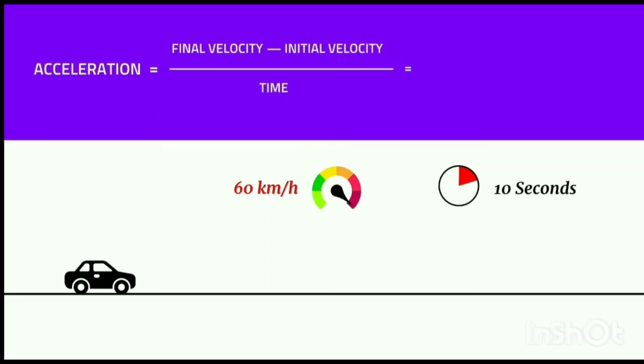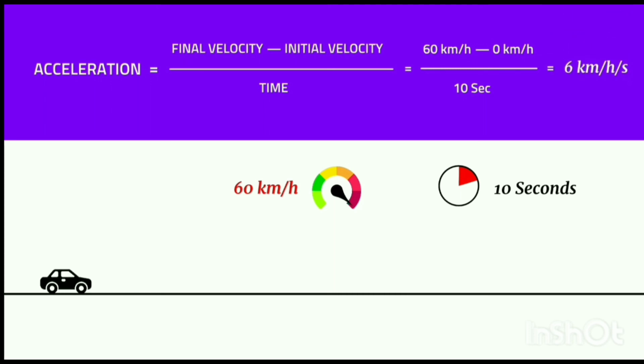Acceleration is final velocity minus initial velocity, divided by time. The car's final velocity is 60 kilometers per hour. The initial velocity is 0 kilometers per hour, and the time taken is 10 seconds. So acceleration is 6 kilometers per hour per second. It means that the velocity increases by 6 kilometers per hour every second.